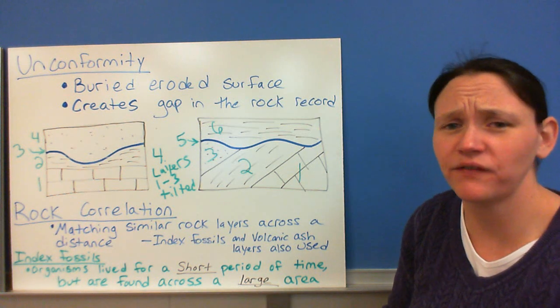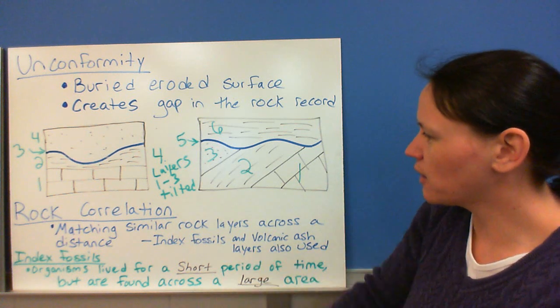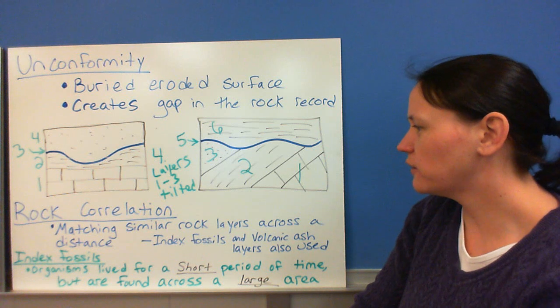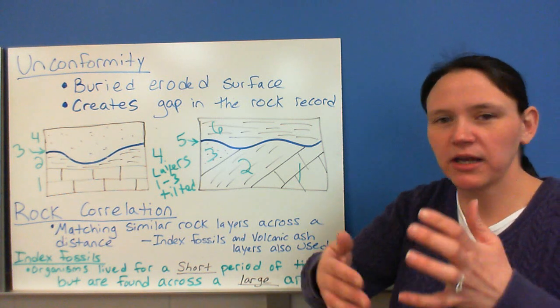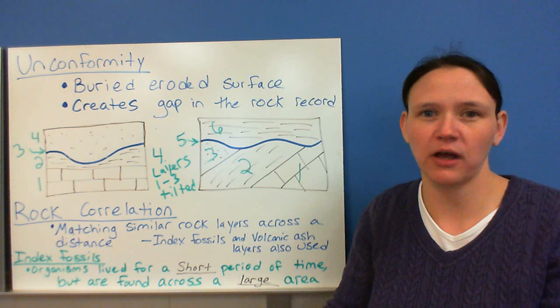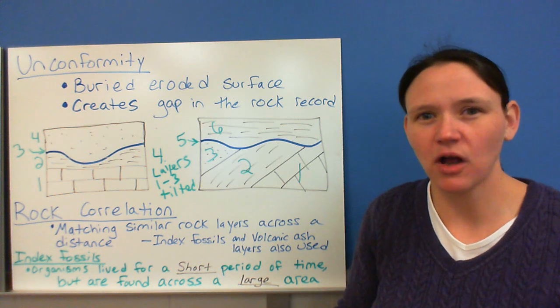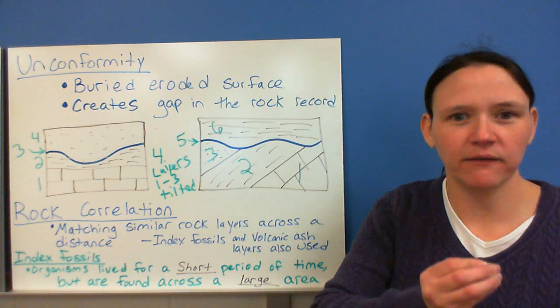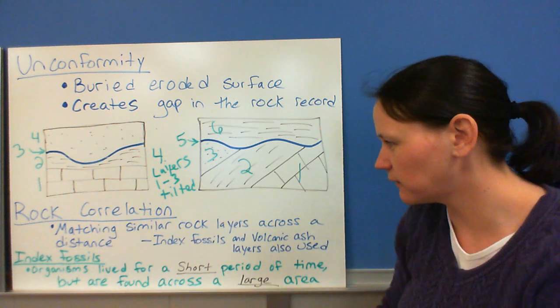Something else that we do to figure out the approximate age of different places is something called rock correlation, which is matching similar rock layers across a distance. So you are looking at the rocks in Carthage, and then we could compare them to the rocks in Watertown, and then the rocks in Sackett's Harbor, and see how they all match up without actually going to every single place between all of that huge distance. Okay?